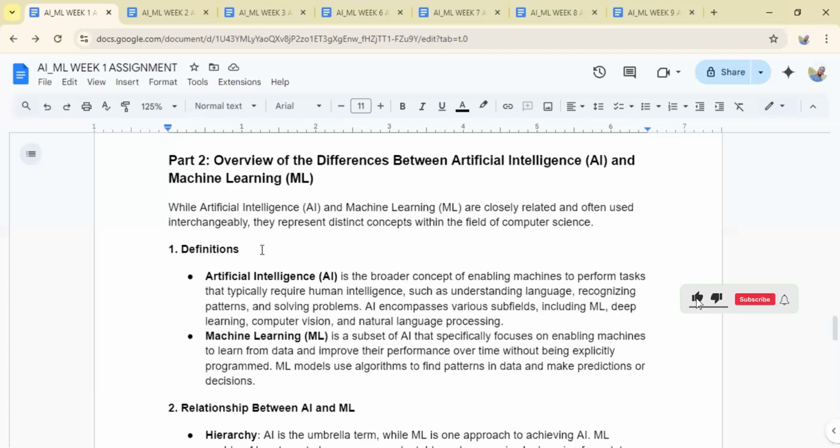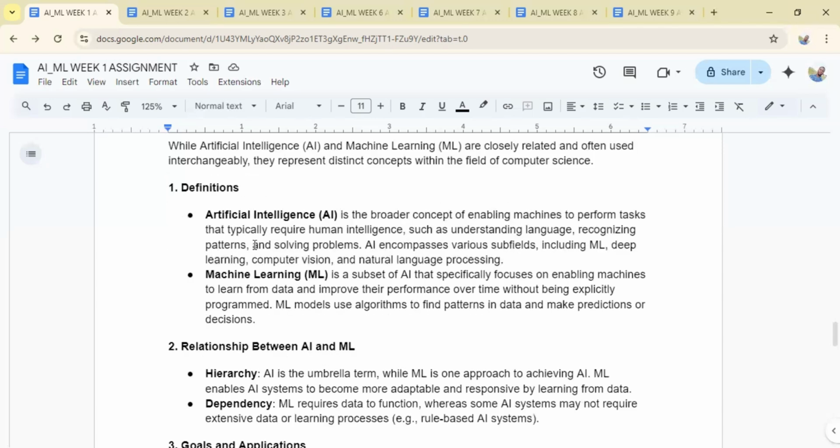So part 2 is an overview of the differences between artificial intelligence and machine learning. They are often used interchangeably, yet they do not represent the same concept within the field of computer science. Artificial intelligence is the broader concept of enabling machines to perform tasks that typically require human intelligence, such as understanding language, recognizing patterns, and solving problems. AI encompasses different subfields, including machine learning, deep learning, computer vision, natural language processing, reinforcement learning, etc.